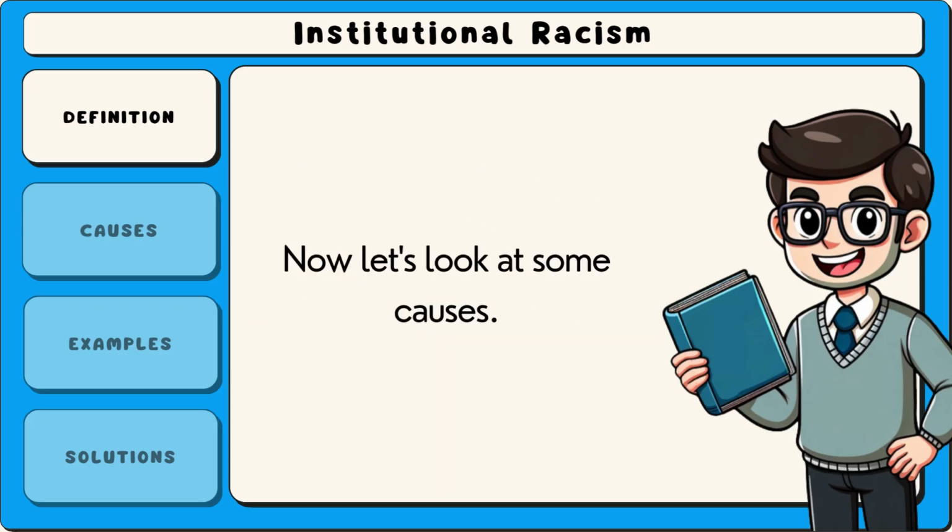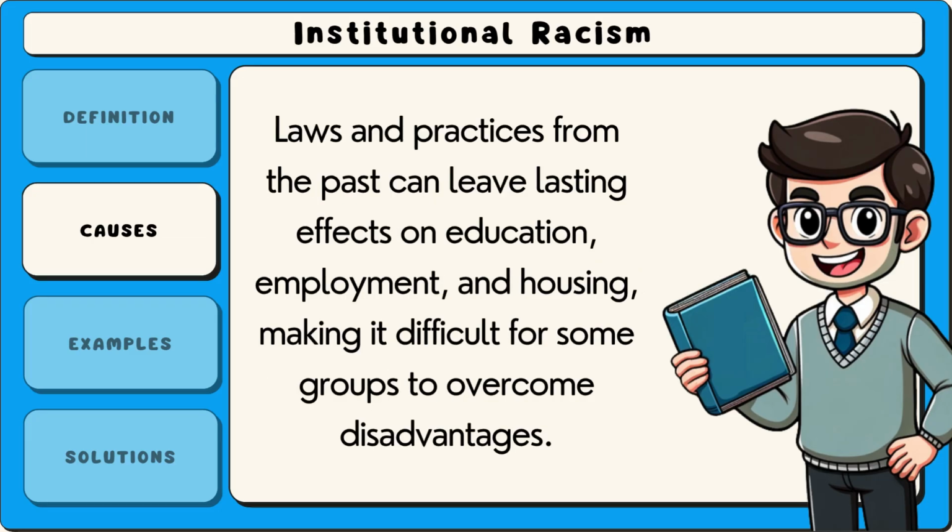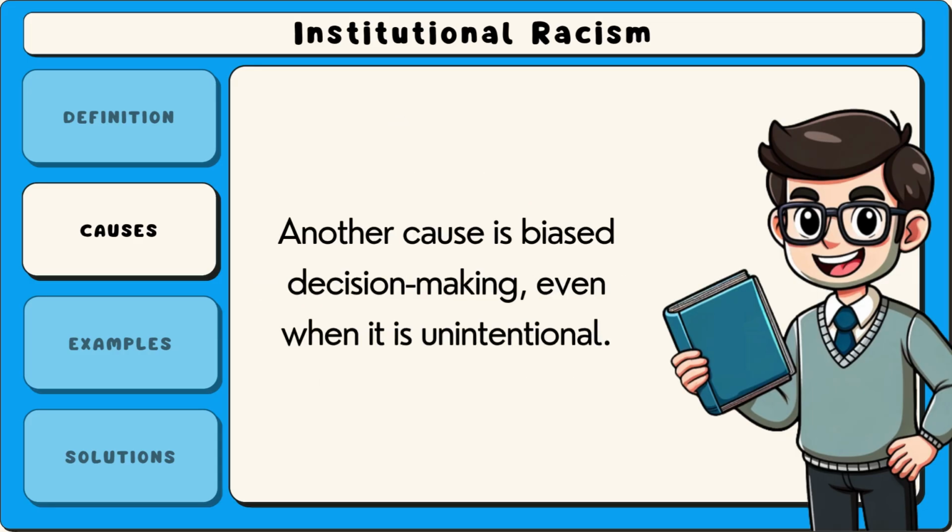Now let's look at some causes. One major cause of institutional racism is historical discrimination that shaped the policies and systems still in place today. Laws and practices from the past can leave lasting effects on education, employment, and housing, making it difficult for some groups to overcome disadvantages. Another cause is biased decision-making, even when it is unintentional.